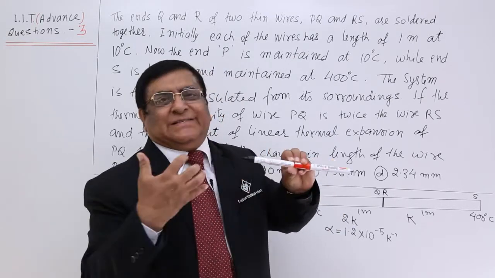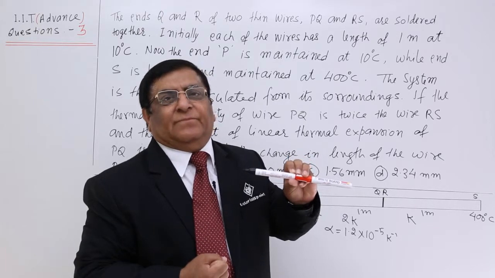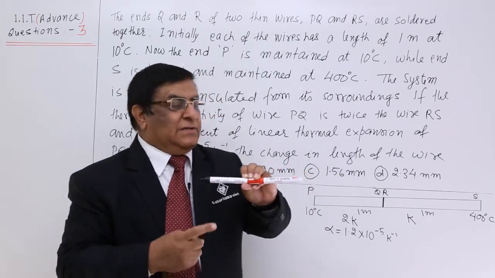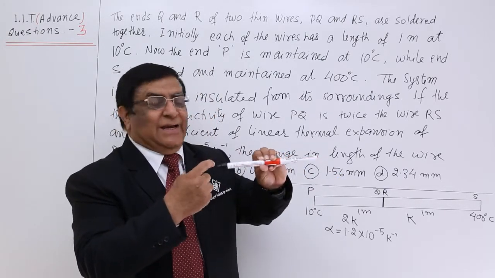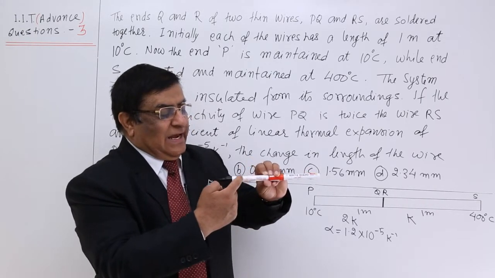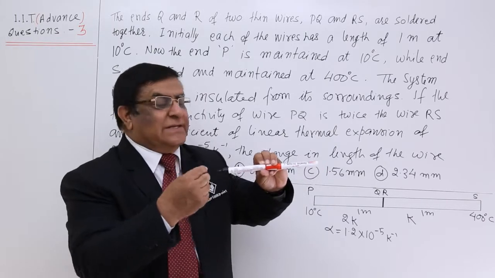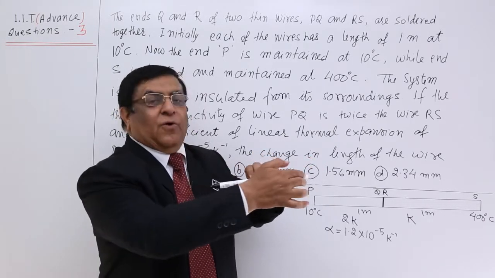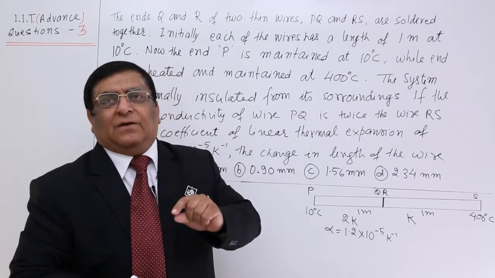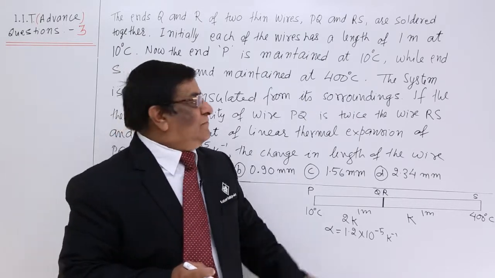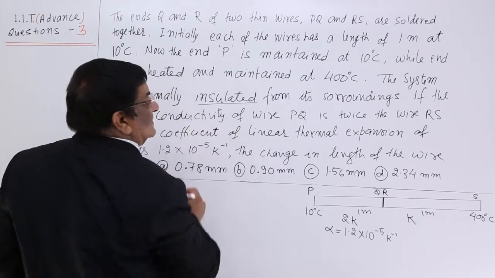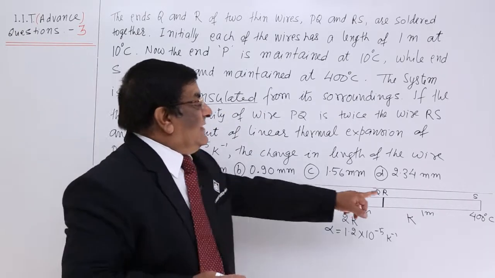an equilibrium system. If the system is in thermal equilibrium, that means the temperature of every point will remain constant. This will be 400, this will be 10, this will be slightly less than 400, less than that, less than that, and finally it comes to 10 degrees. That means there is a temperature distribution all over it. This is something we have studied in thermal distribution in the condition of equilibrium. That is why they have used the word that the total system is insulated, so the heat is not going out.